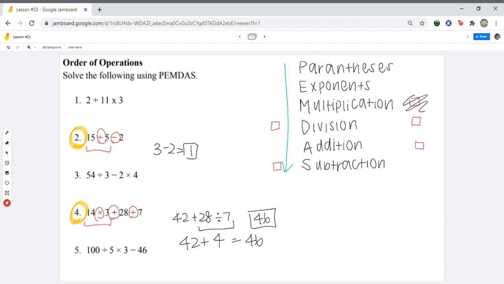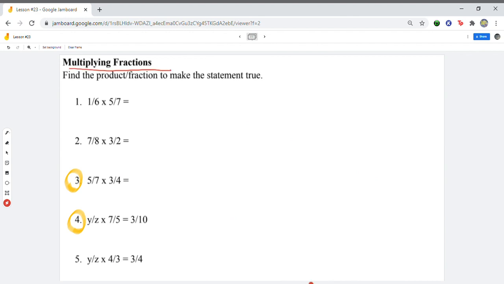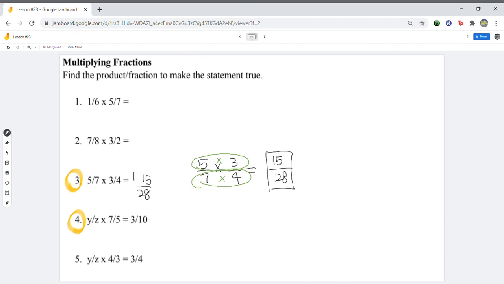For the next section, we're going to go over multiplying fractions, and we're going to find either the product or the fraction, depending on the question, to make the statement true. I'm going to do one where we have to find the product and one where we have to find the fraction. Number 3, I'm just going to rewrite it on the side: 5 over 7 times 3 over 4. Multiplying fractions is pretty basic. You're just multiplying the numerators together and the denominators together. For the numerator, 5 times 3 is 15. 7 times 4 is 28. Something you always have to do is check if it's simplified all the way, which 15 over 28 is. So this is your final answer.